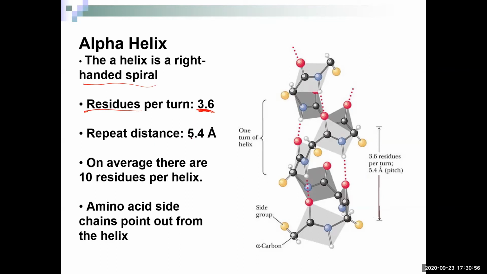Then their repeat distance is 5.4. On average, there are 10 residues per helix. That's just an average, so it's possible to have less or more than 10. Amino acid side chains point out from the helix. When we say point out, it means they are on the outside. For example, this is the helix, and the side chains are on the outside. So that's the alpha helix structure.